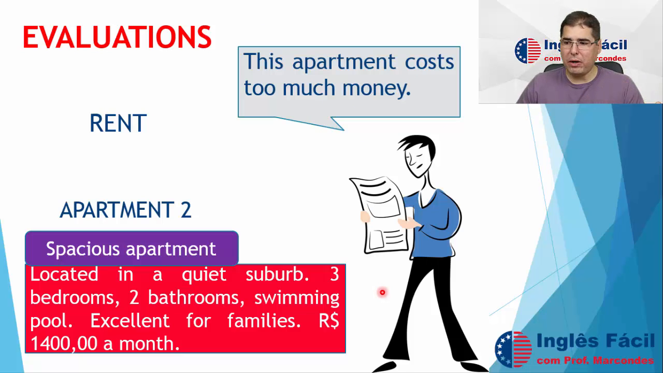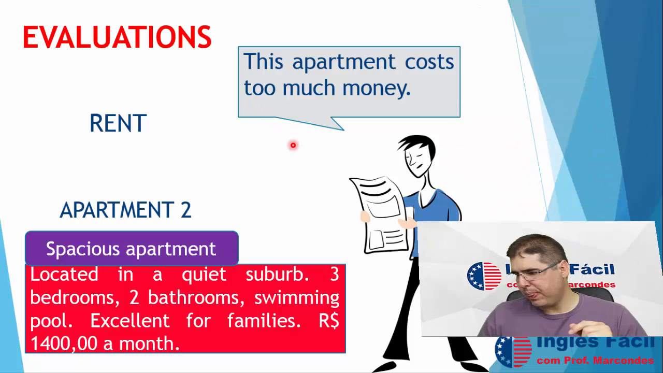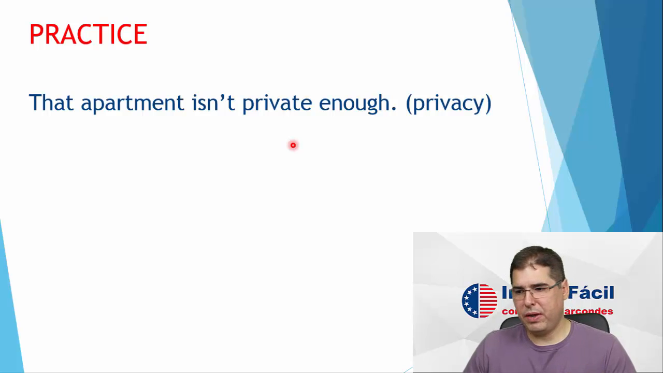Now, how about the second apartment? Now, Paul is going to evaluate the second apartment according to the rent. Look, it costs 1,400 reais a month or per month. So, what does Paul think of that? This apartment costs too much money. Okay, so money is a noun and it's a non-count noun, and that's why he used too much. Okay? Now, let's practice a little.